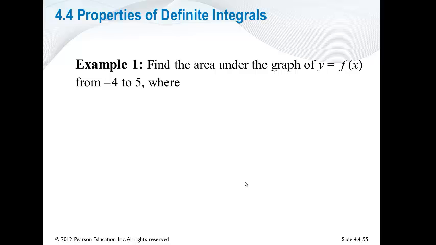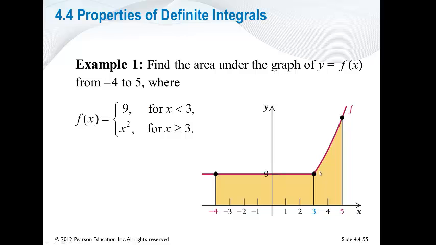We need to find the area under the graph of y equals f of x from -4 to 5, where the function is a piecewise defined function, which means that we have two pieces. We have a horizontal line at y equals 9 for all x's less than 3, and we have part of a parabola for all x's greater than or equal to 3. If you take a look at the graph here, we are looking for the area below the line and below the part of the parabola.